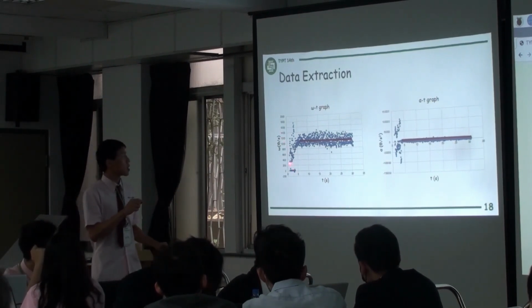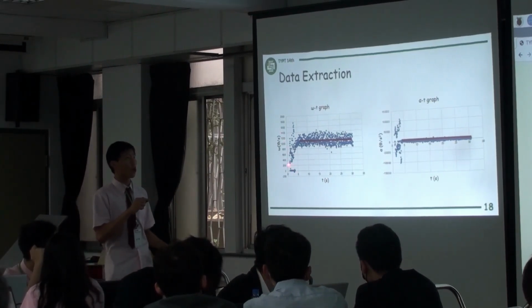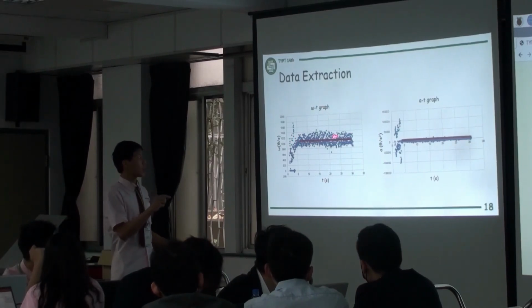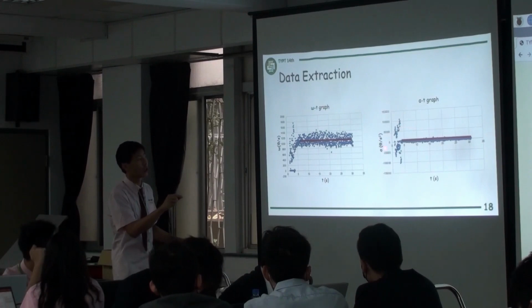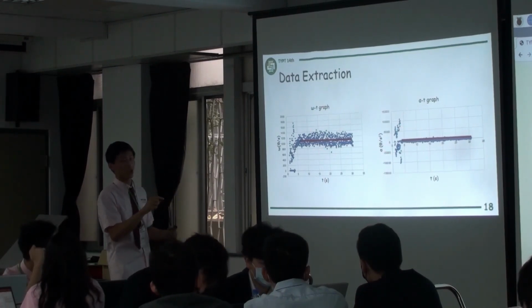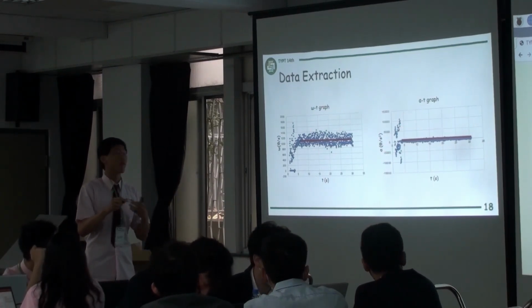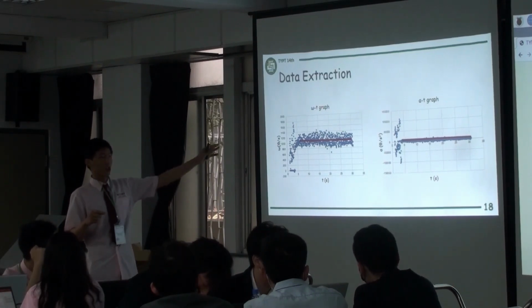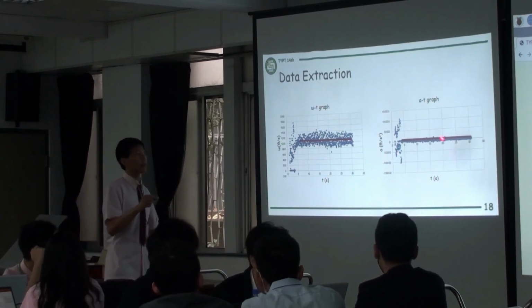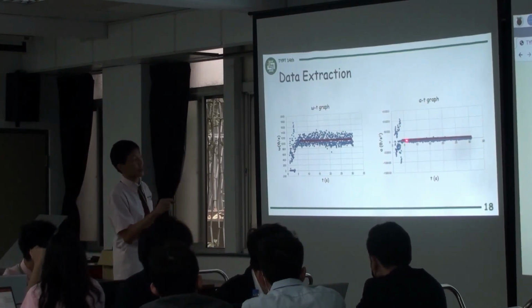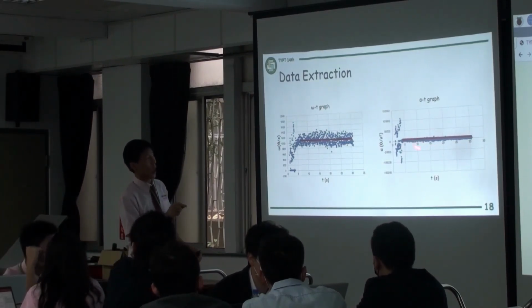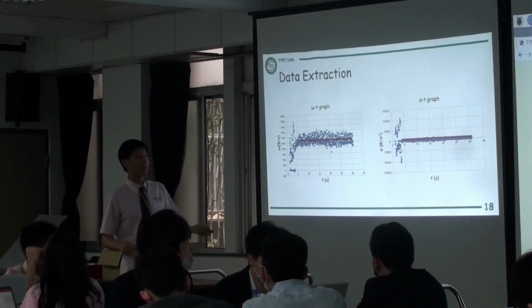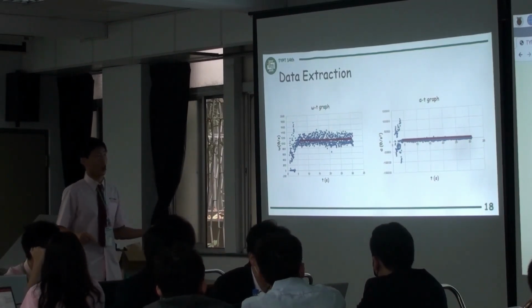Okay, so this is the omega-t graph. As you can see, the omega will rise and then reach a sort of terminal stage, which confirms that it would reach a terminal velocity. And this is the alpha-t graph, and you can see that the alpha will get very close to 0, which also confirms that it will reach a terminal stage.